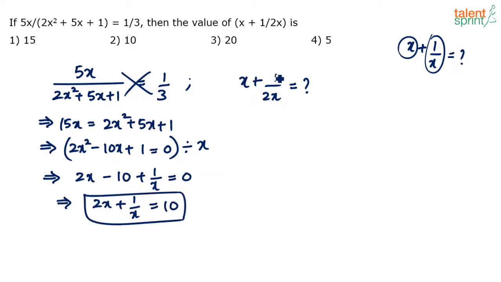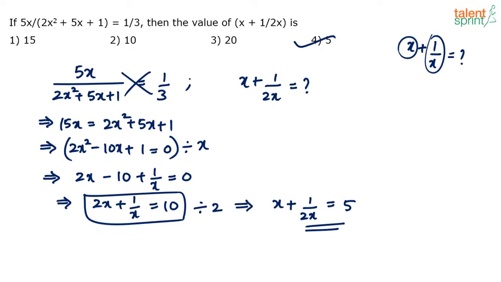Now what has he asked? He has not asked us to find out 2x plus 1 by x. He's asked us to find out x plus 1 by 2x. Simple, divide this by 2. Because when you divide 2x by 2, you'll get x. When you divide 1 by x by 2, you'll get 1 by 2x. And you're done. So 2x by 2 is x, 1 by x by 2 is 1 by 2x, and 10 by 2 is 5. So that's your answer. Option 4, 5 would be your answer.